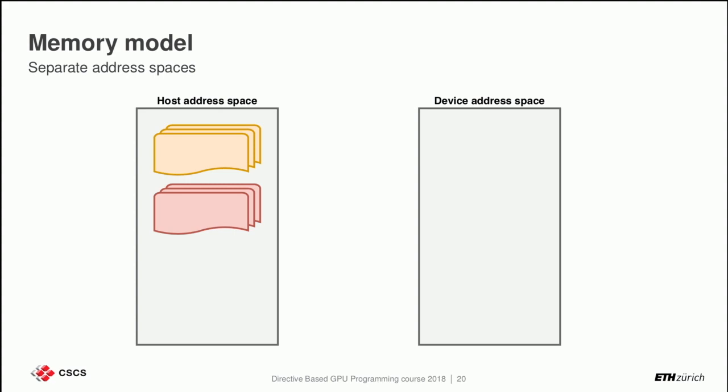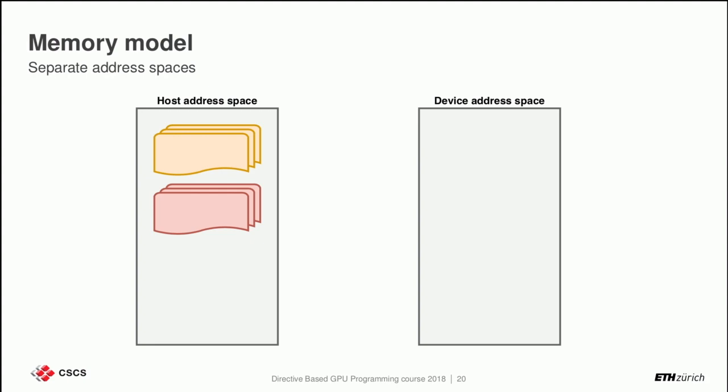Now, see how the whole kernel execution happens. As I said, we have two separate address spaces, the device address space and the host address space. Assume that these are the pages corresponding to an array we're using, a large array, and this is another array. First of all, I want to run a kernel that works on both of them.